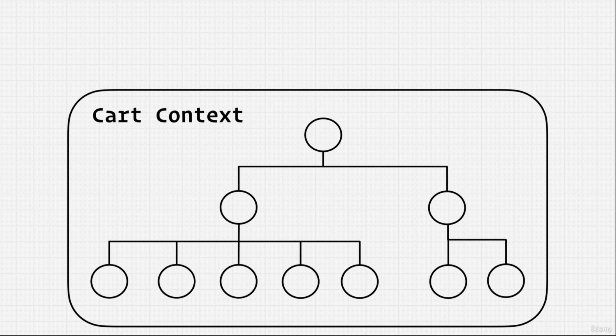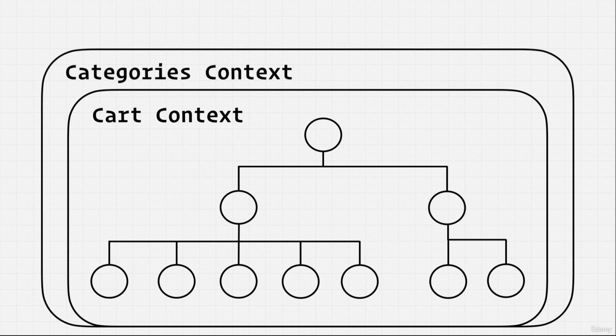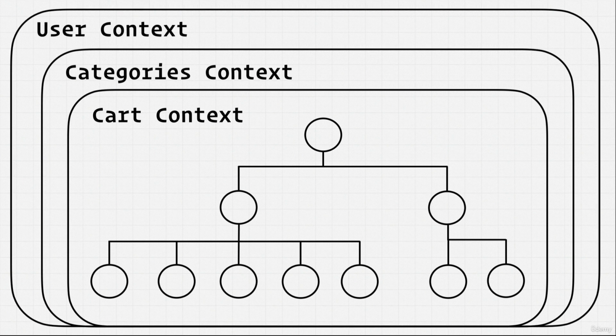We have three different contexts right now also wrapping around the entire application: cart context, categories context, and user context. These three contexts are wrapped around the entire application because any component can access the values in these contexts. But in reality, this doesn't actually have to be the case with context. Context is kind of just like a component. You can actually wrap it around smaller portions of the application, and only that part has access to that context.